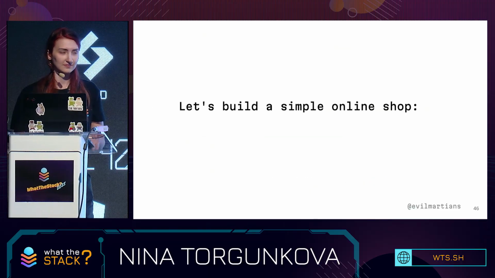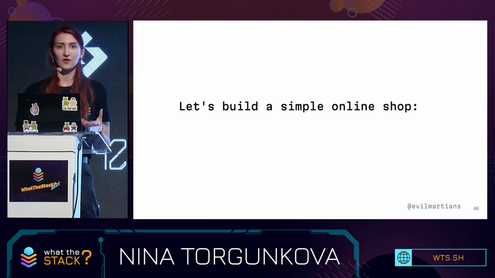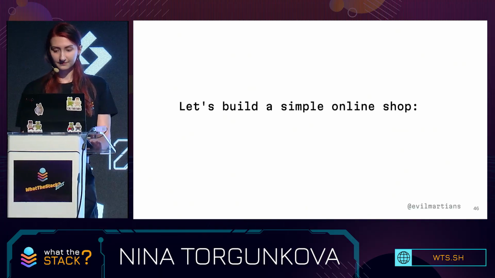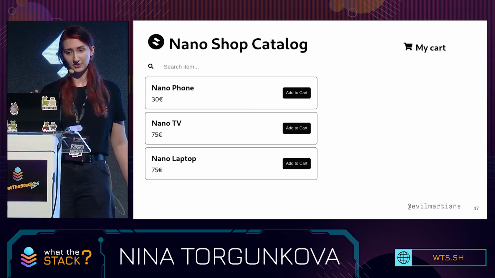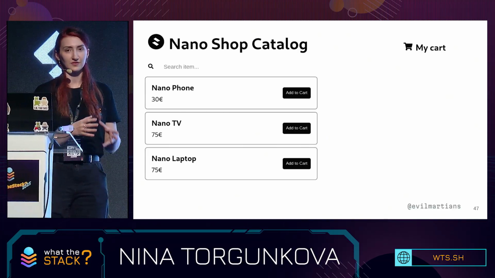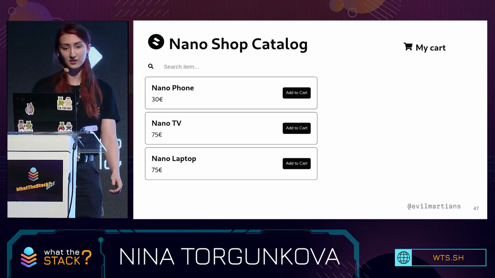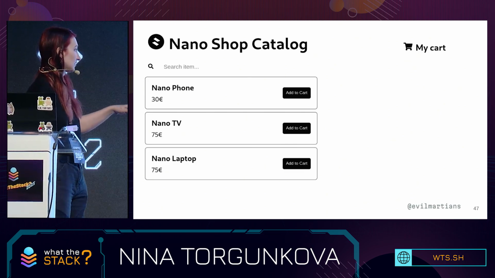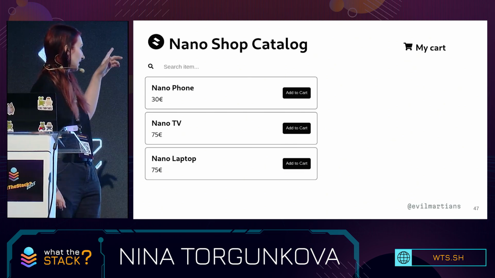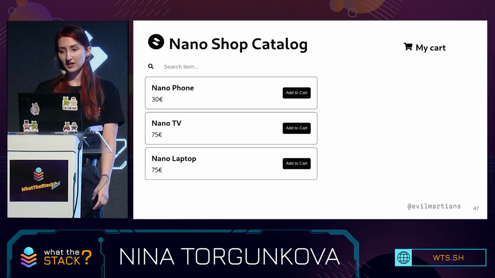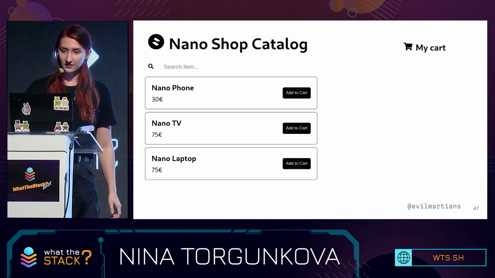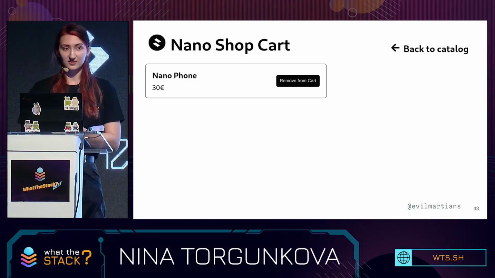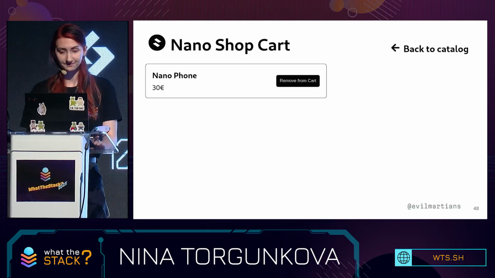But enough just talking. Let me show you how it works in a real case scenario. We want to build a simple online shop. It will consist of two pages. First is the catalog. You can see a header, Nano Shop Catalog, and a list of Nano products. You can also search in this list by name in this search field. And you can go to a cart and browse items in the cart there. Here is also a header, Nano Shop Cart, and we can come back to the catalog.